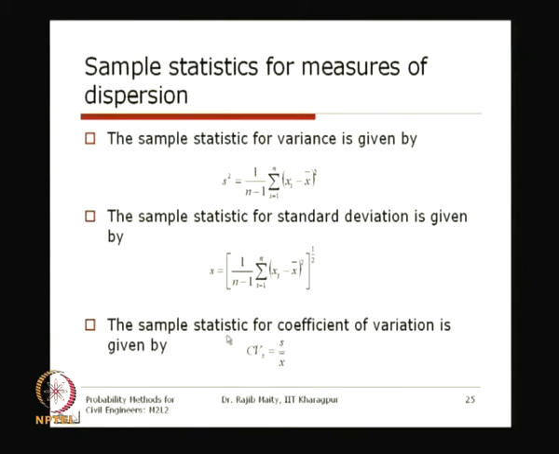And the sample estimate of the coefficient of variation is the sample estimate s divided by x bar, the sample mean.